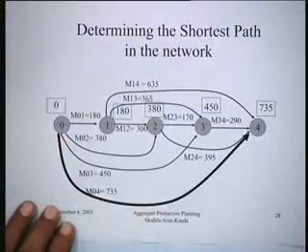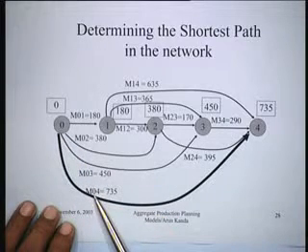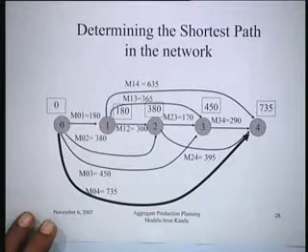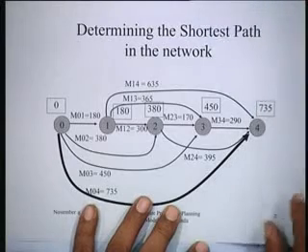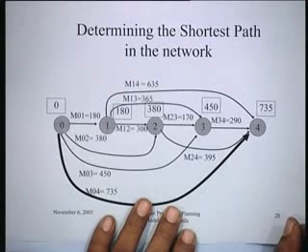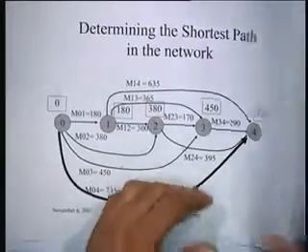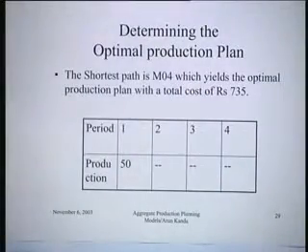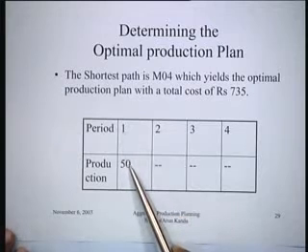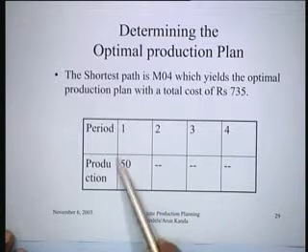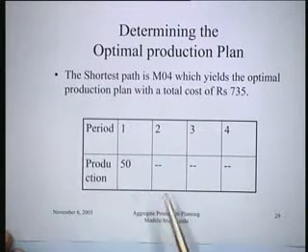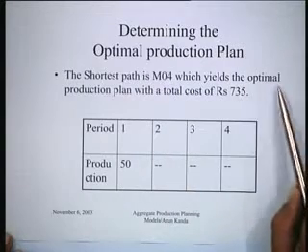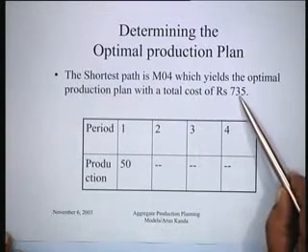Let's try to identify what the plan would be, because after all in this case the shortest path involves the cost M04. So again invoking the meaning of M04, which is like MJK, M04 is the cost of producing in period 1 for the requirements of periods 1, 2, 3 and 4. So it says that in this particular situation the optimal production plan is this. That means the entire demand of all the 4 periods, which is 50, be produced in the first period itself, and nothing be produced in the second, third and the fourth period. And this particular production plan, the shortest path M04, will actually yield the optimal production plan with a total cost of 735.